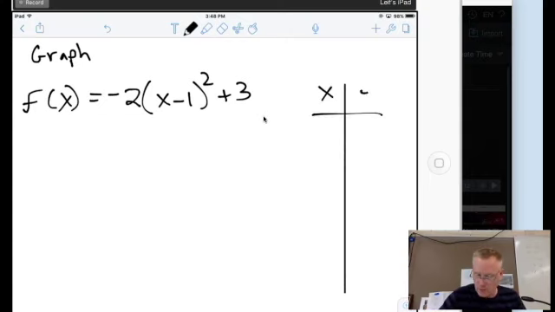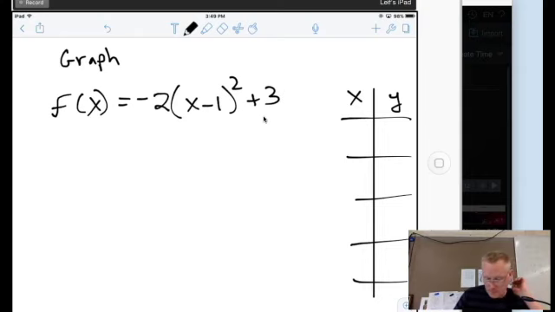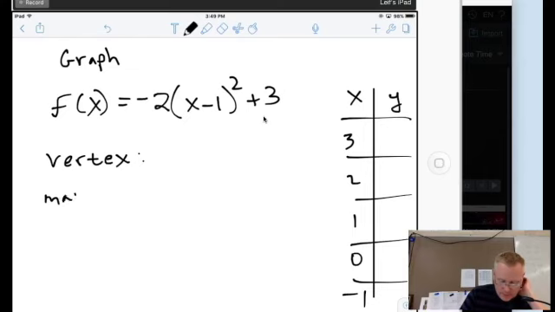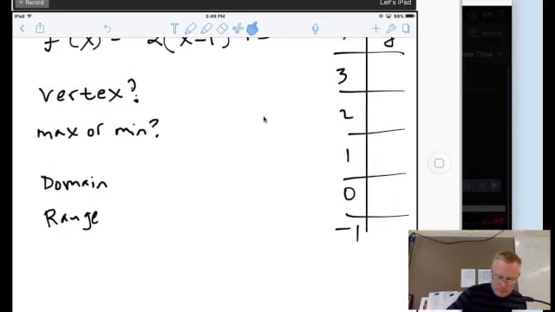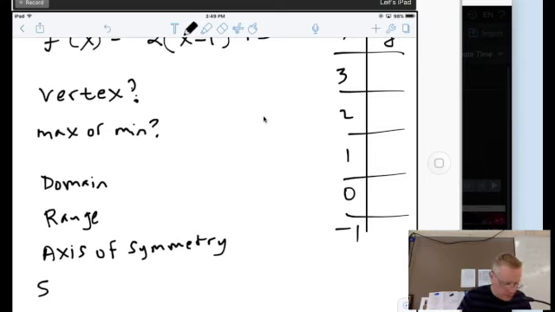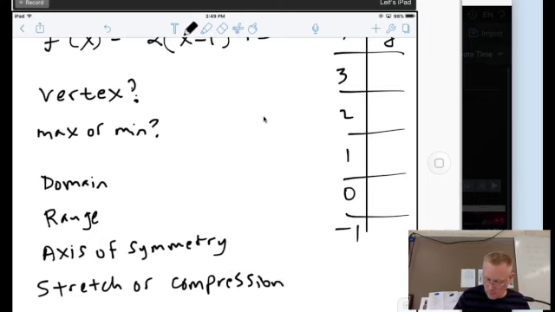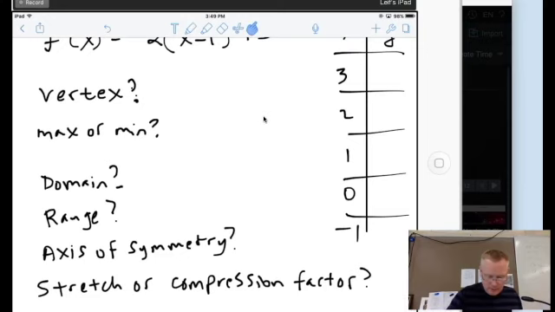I'm going to give you an x and a y. I want you to plot out some numbers. If you don't have a graphing calculator, you can pick numbers like 1, 2, 3, 0, -1. What I would also like you to list for me: I want the vertex. I want to know, is it a maximum or a minimum? I want the domain. I want the range. I want the axis of symmetry. I want to know the stretch or compression and factor. You can answer all those like I did in the last one. Bring me a nice graph, and we will go from there.